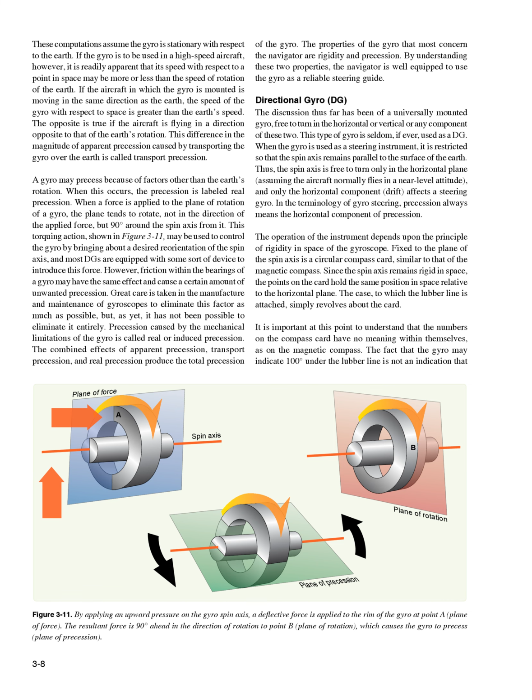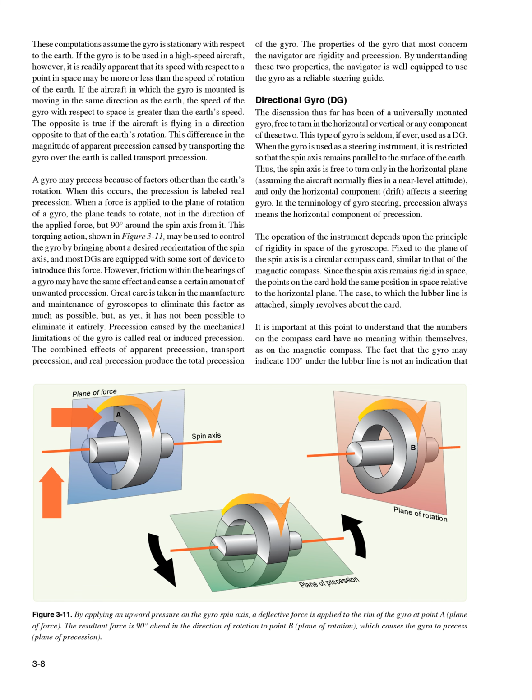The operation of the instrument depends upon the principle of rigidity in space of the gyroscope. Fixed to the plane of the spin axis is a circular compass card, similar to that of the magnetic compass. Since the spin axis remains rigid in space, the points on the card hold the same position in space relative to the horizontal plane. The case, to which the lubber line is attached, simply revolves about the card. It is important at this point to understand that the numbers on the compass card have no meaning within themselves, as on the magnetic compass.